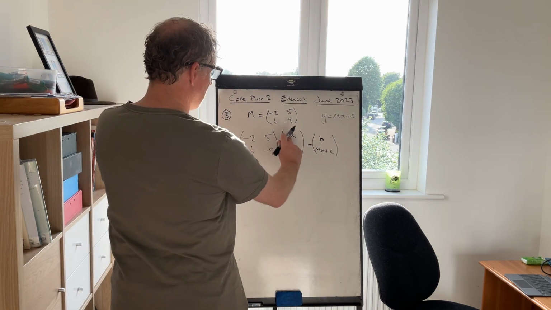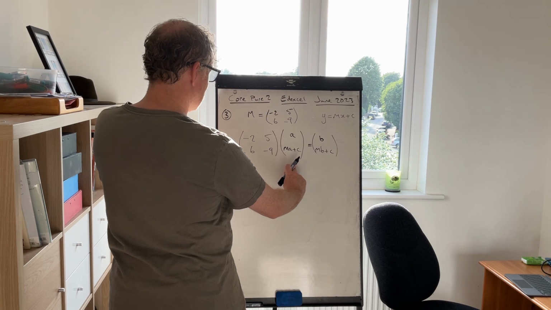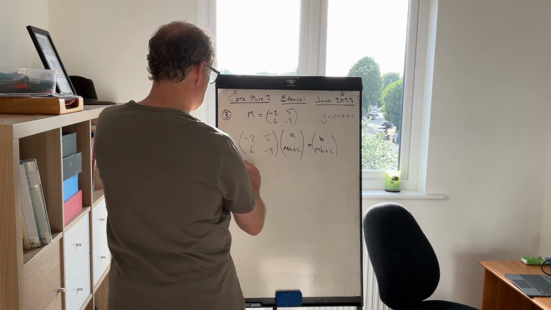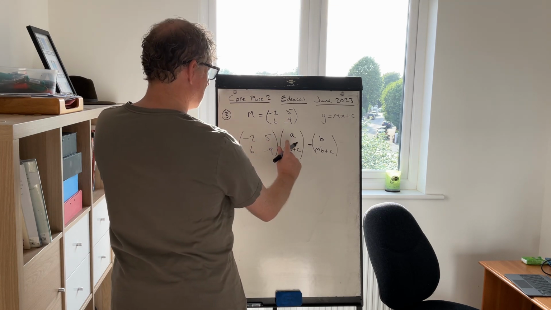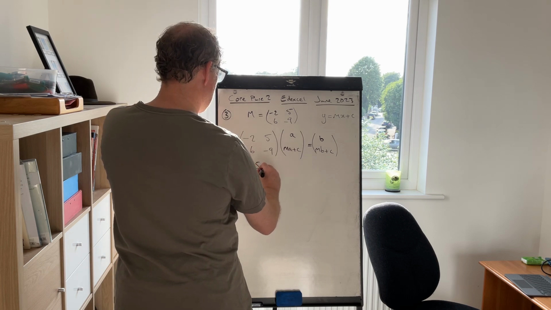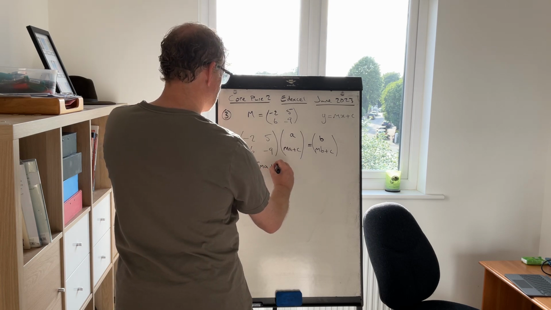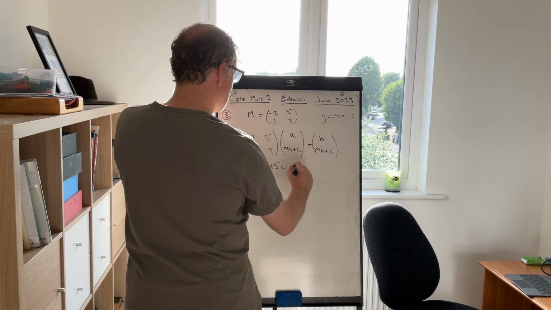So minus 2, 5 against a, ma plus c. Minus 2 times a will give us minus 2a. 5 times that will give us 5ma plus 5c. And apparently that's got to equal b.